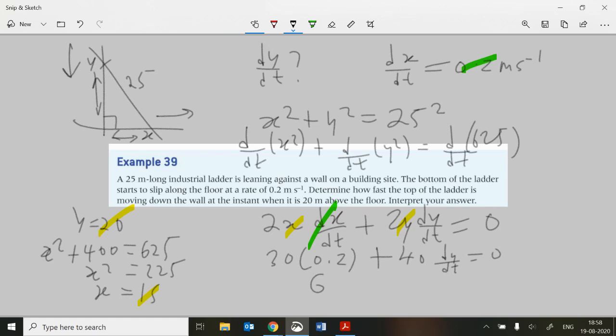Okay, so the 6 we can take over to the other side. So we're going to get minus 6 divided by 40 is equal to your dy/dt. Whatever that gives you as your answer, you can write it as a fraction, or I would personally just work out what it is and then write that as your answer in terms of meters.